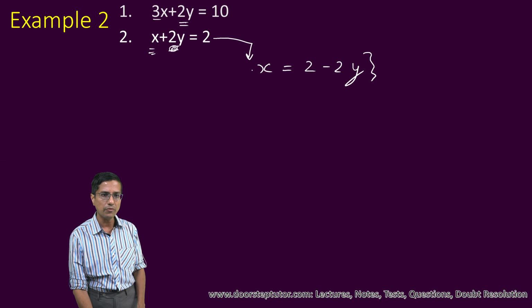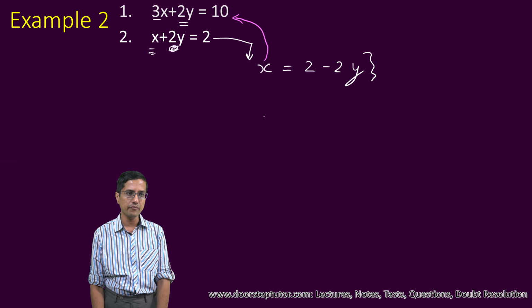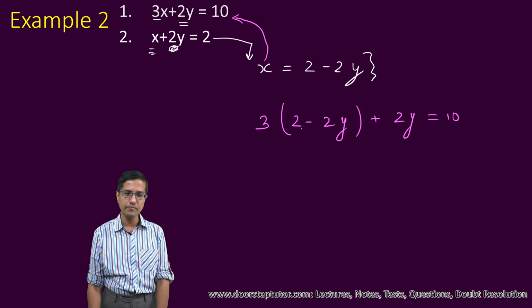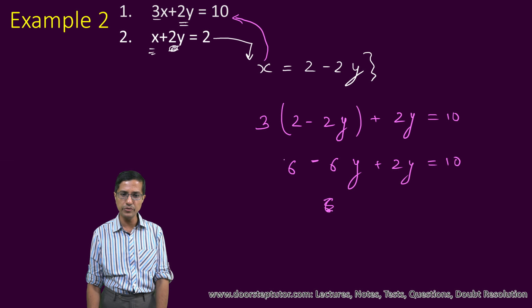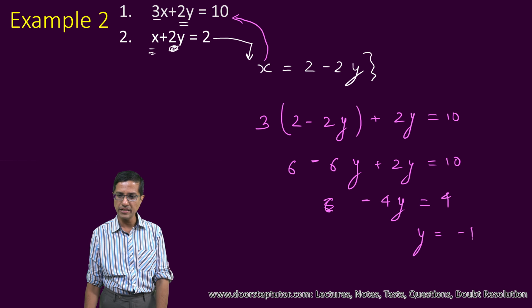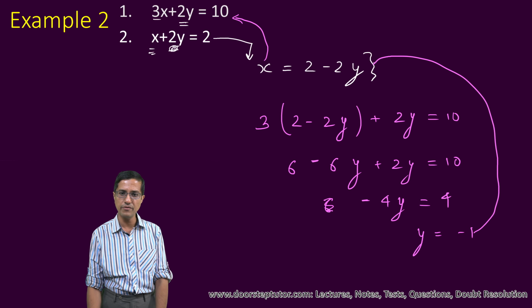Now I substitute this value of x in the first equation. So there I go. This becomes 3 into (2 minus 2y) plus 2y is equal to 10. Now this becomes 6 minus 6y plus 2y is equal to 10. The 6 will go to the other side, and minus 6y plus 2y will become minus 4y, and this 6 will go to the other side and this will become minus 4, so y will be equal to minus 1.